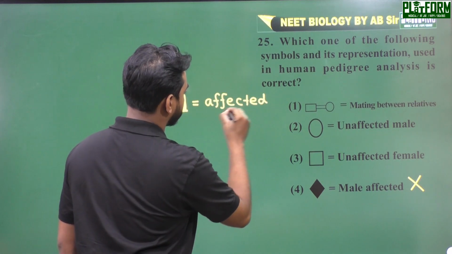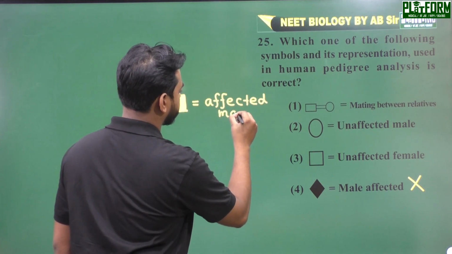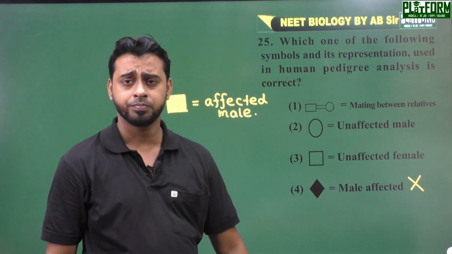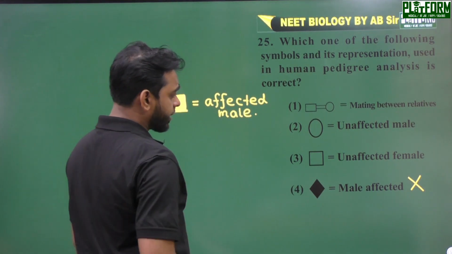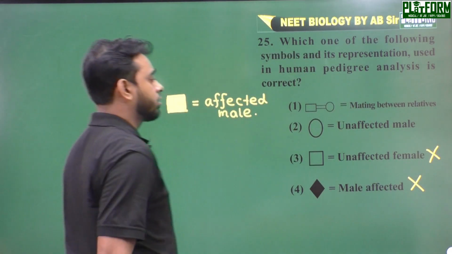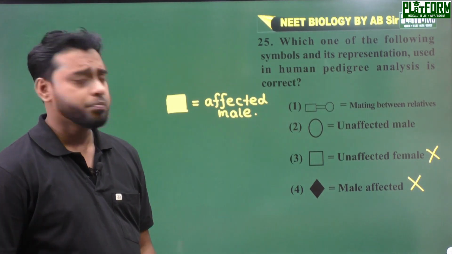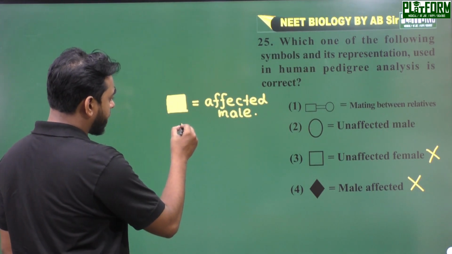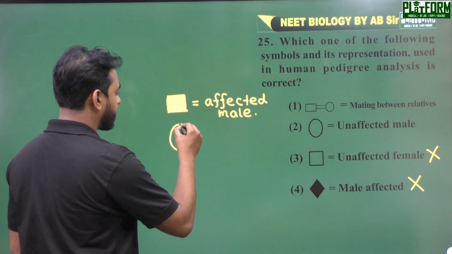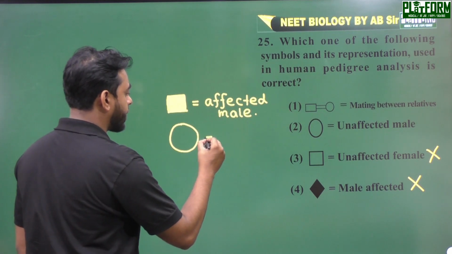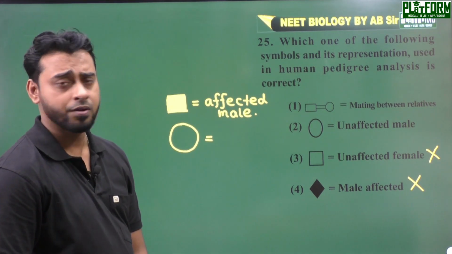Affected male. So this one is a wrong answer. Fine. Next, this one is also the incorrect answer, because in a pedigree the females are denoted by using a circle. Fine.